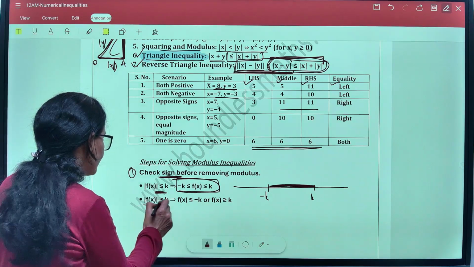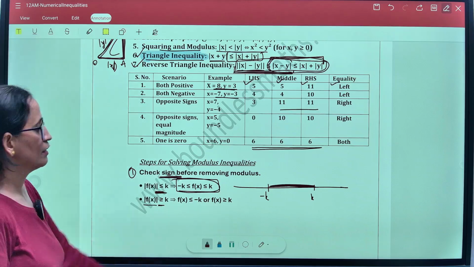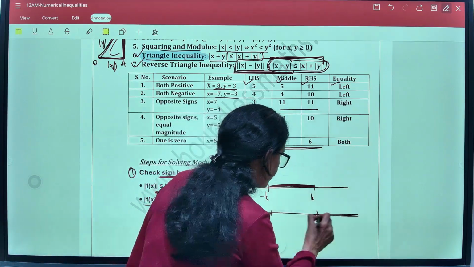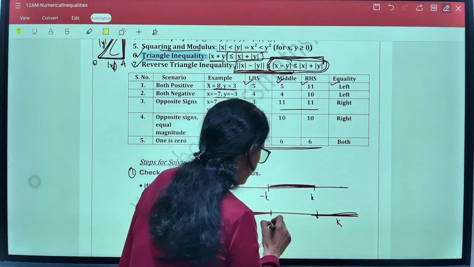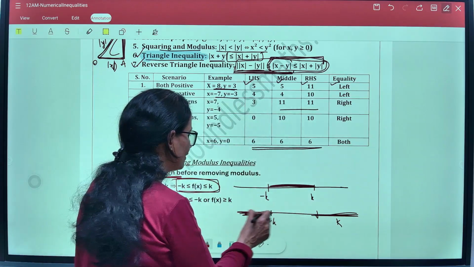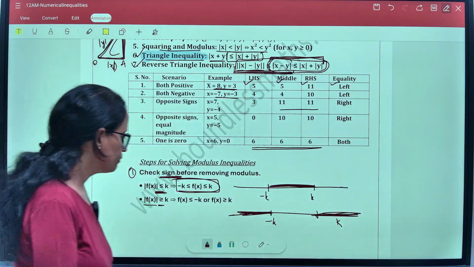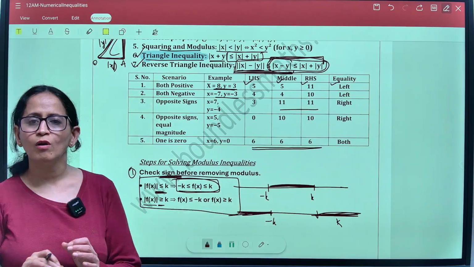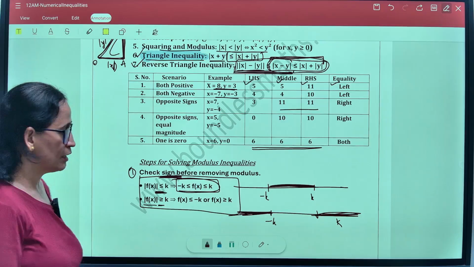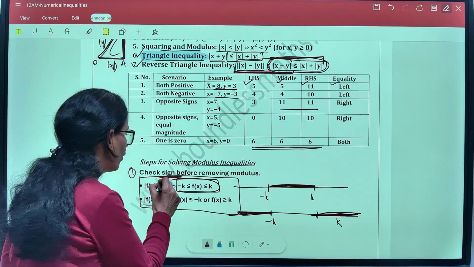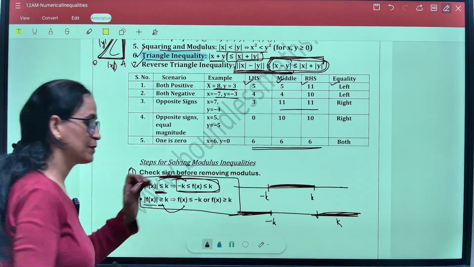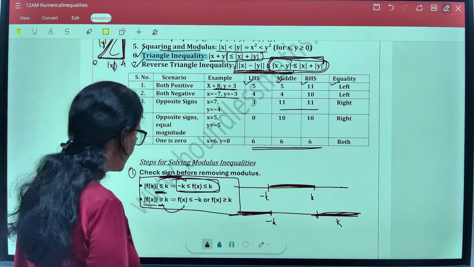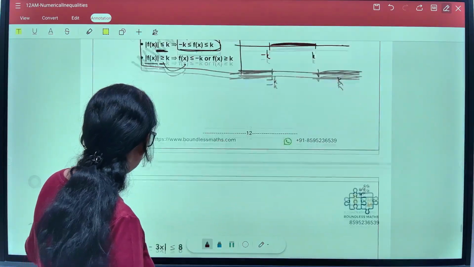When modulus of the function is greater than k, that means it is referring to this part of the number line which is greater than k and less than minus k. So this is your solution area. So you just need to remember these two steps when you start solving any question for modulus inequality. Look at the sign and accordingly change how the question has been written, and then it becomes very easy to solve the way we have been solving so many questions. So let's look at few questions related to modulus inequality.